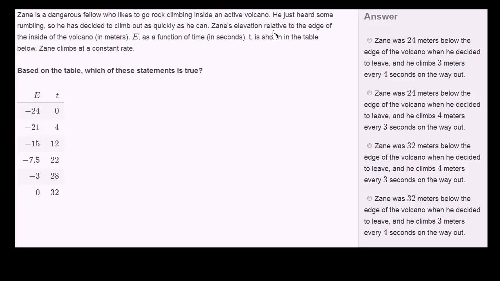Zane's elevation relative to the edge of the inside of the volcano in meters, E, as a function of time in seconds is shown in the table below. Zane climbs at a constant rate.